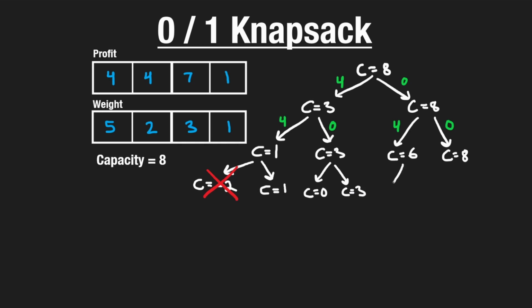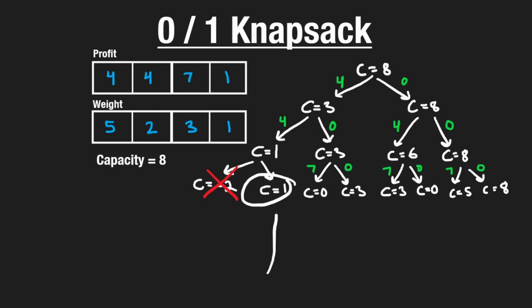Here, same exact thing. If we include it, we'll decrement our capacity by 3. Here, if we don't include it, we'll have a capacity of 0. Same thing here. And for each of these, same thing. We can either gain a profit of 7 if we include the value or a profit of 0 if we don't include the value. And at this point, you probably get the idea. So I'm going to run through it quickly.